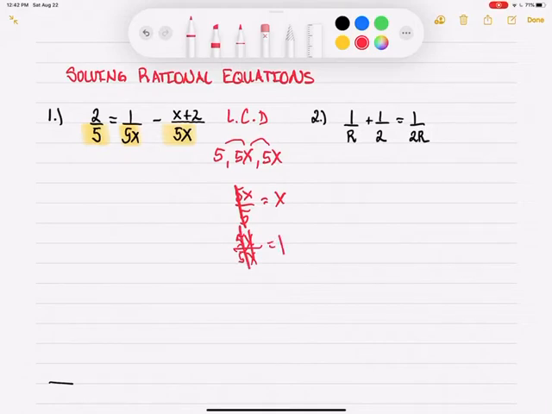But what I can't do is say that 5x goes into 5, meaning if I divide 5 by 5x, I'm still left with a fraction. It would be 1 over x. So when I look at what I have here between 5, 5x, and 5x, I know that my lowest common denominator is going to be the 5x's, because 5 can go into them, but they cannot go into 5. Okay? So I know that my lowest common denominator is going to be 5x.